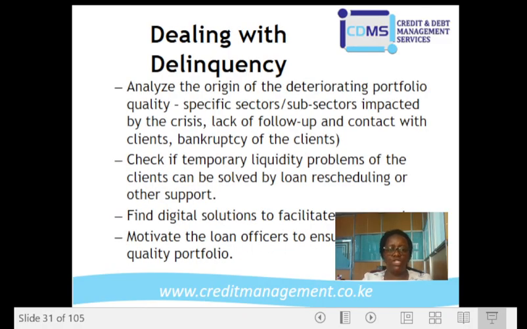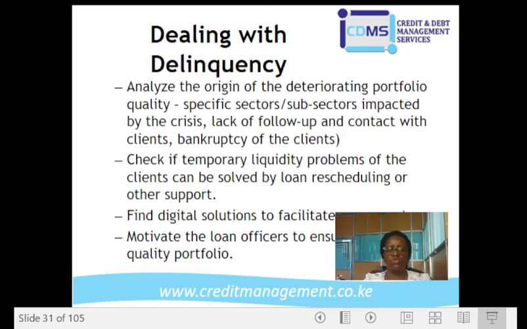We also say you need to analyze the origin of the deteriorating portfolio. Where did the rain start beating us? What became of it? Which specific industries, which specific subsectors are having a challenge? What has caused the problem that we have? Then you reach out to customers to discuss and deliberate on repayment. Check if the customer has a temporary liquidity issue. If it's temporary, you may decide to reschedule the loans so that you can support these customers.